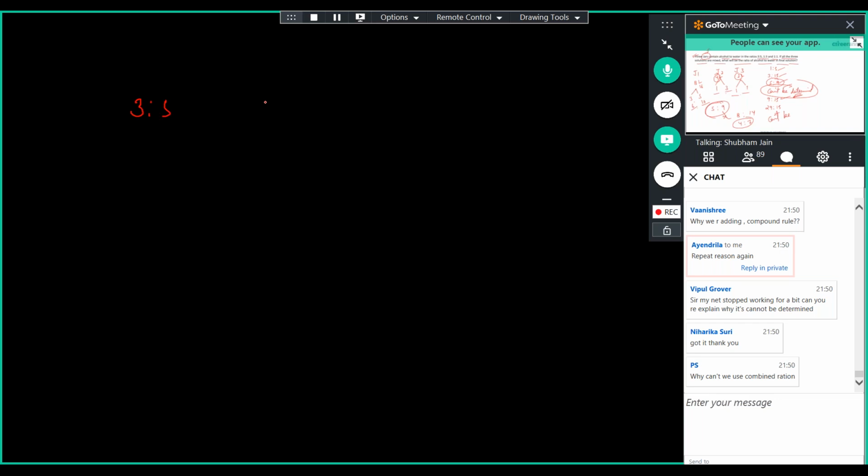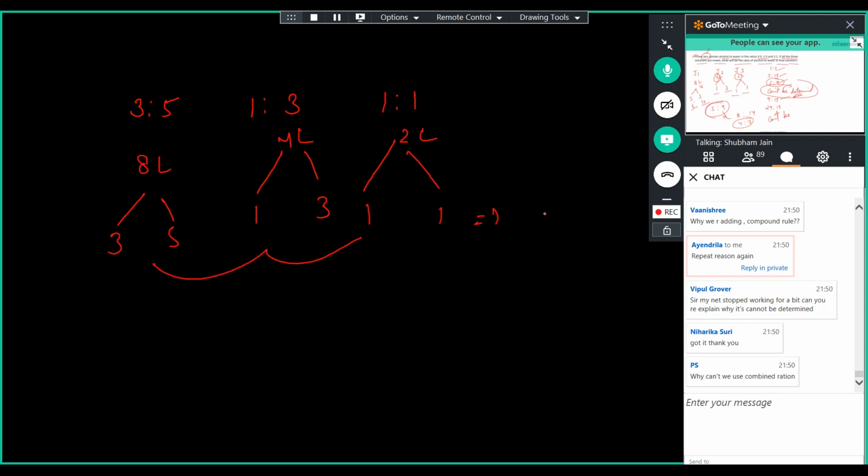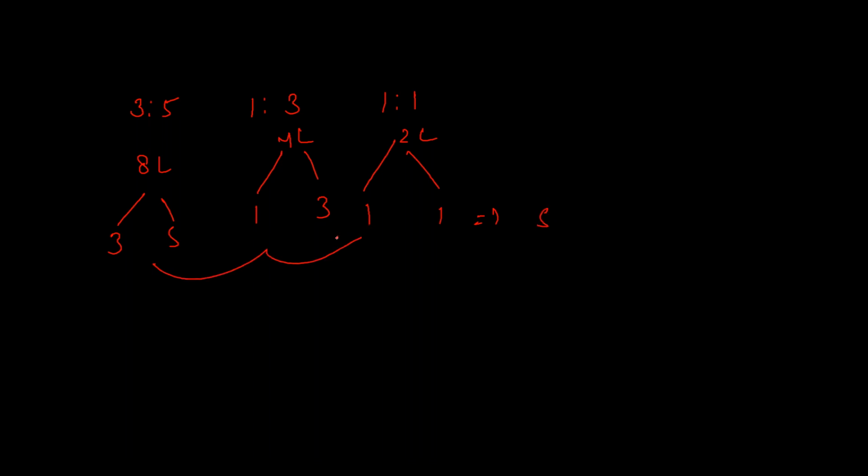3 is to 5. It was 1 is to 3, and the third one was 1 is to 1. So you can take any number. Like I take 8 liters, it will be 3 and 5. So if you sum up all these, 3 plus 1 plus 1, it will be 5. 5 plus 3 plus 1, it will be 9. So some of you gave the answer 5 by 9.